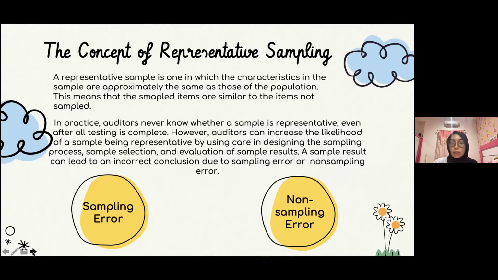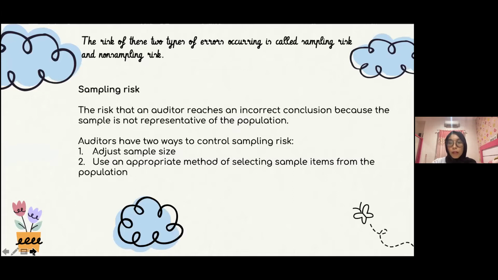A sample result can lead to an incorrect conclusion due to sampling error or non-sampling error. The risk of these two types of errors occurring is called sampling risk and non-sampling risk. Sampling risk is the risk that an auditor reaches an incorrect conclusion because the sample is not representative of the population. Auditors have two ways of controlling sampling risk.